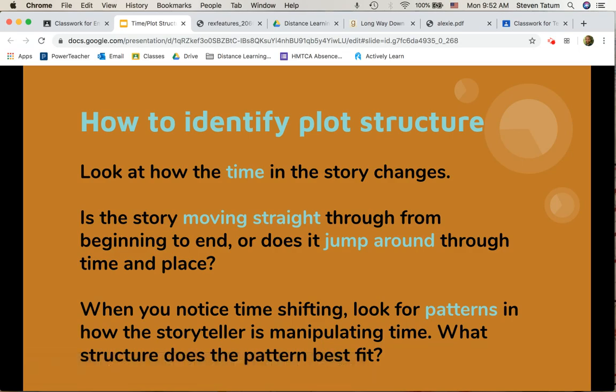Is it more of a circular structure? Is it a parallel structure? Is it non-linear? Is there not really a pattern to it? Is it just kind of jumping around?